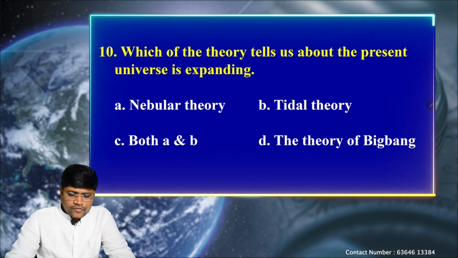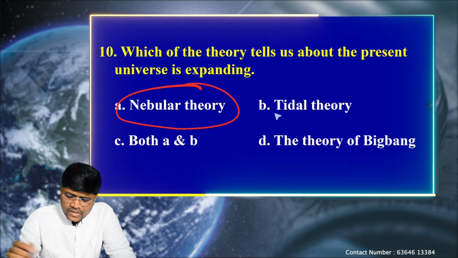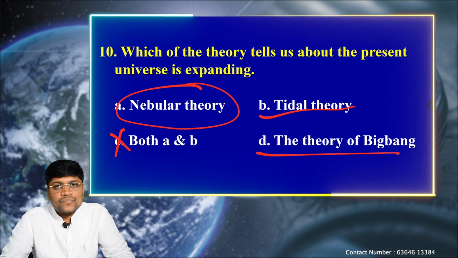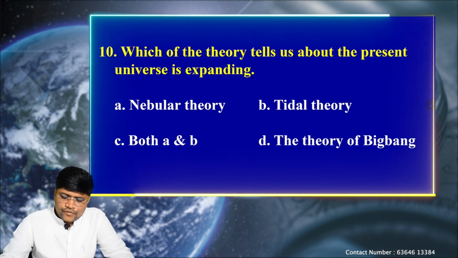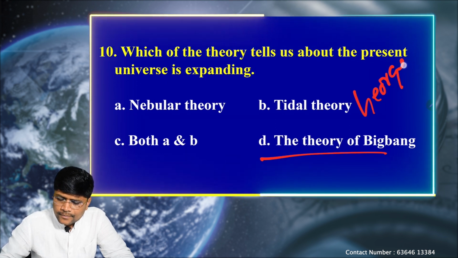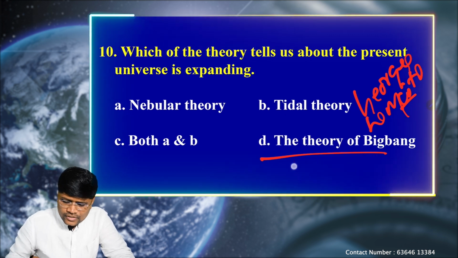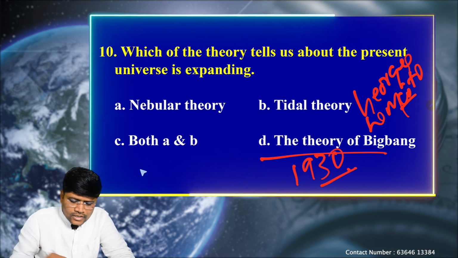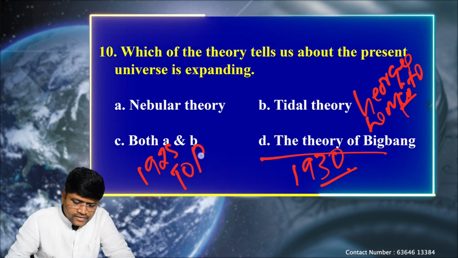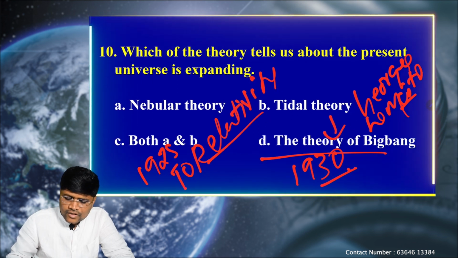Okay. From the explanation, we know that the nebular theory explains only the origin of the solar system, and not the tidal theory. Not even both A and B, it is only the theory of Big Bang. We should know that the theory of Big Bang was proposed by Georges Lemaître. This theory was proposed in the year 1930. Before that, in the year 1925, Albert Einstein proposed his theory of relativity. Based on the theory of relativity, this Big Bang theory was proposed.